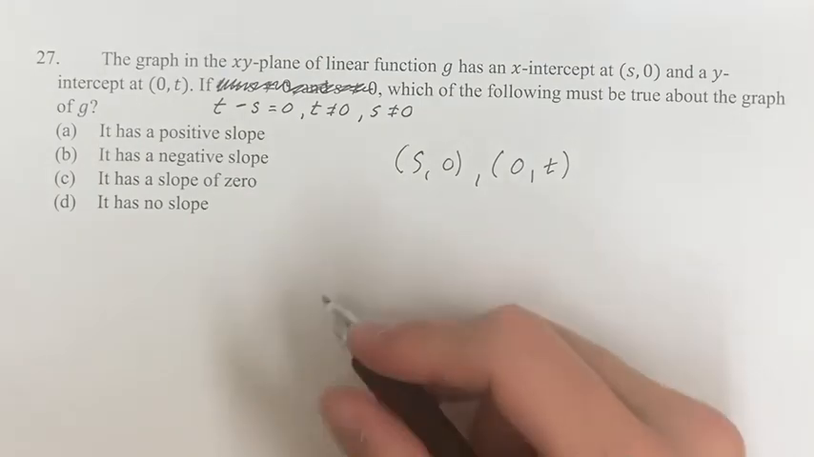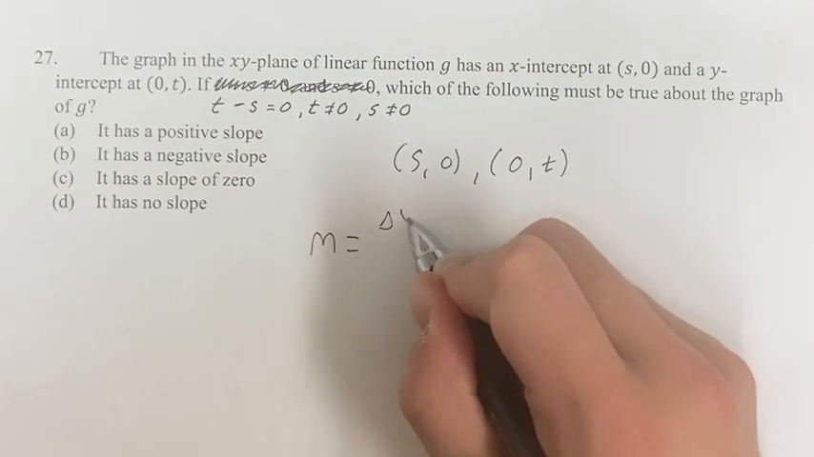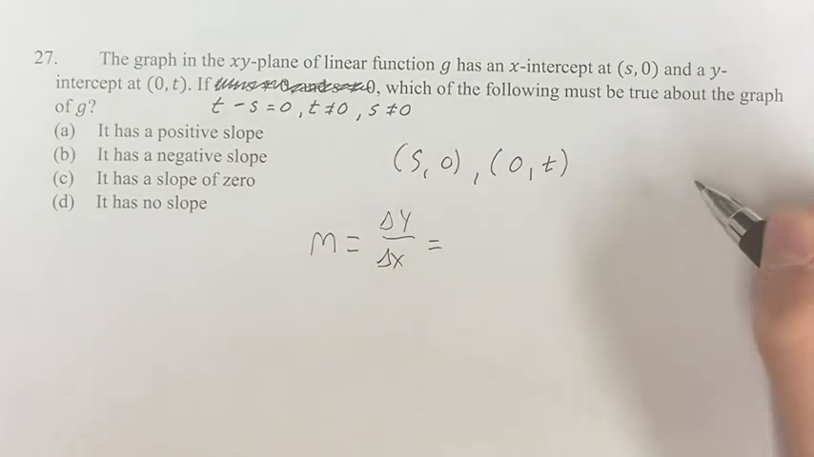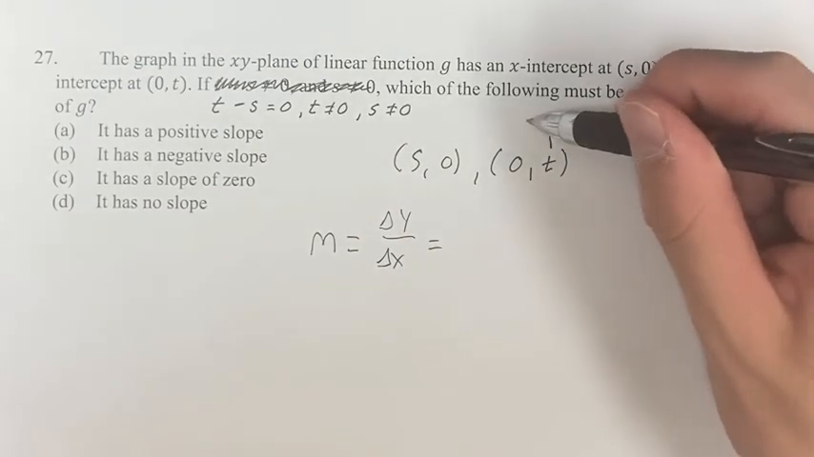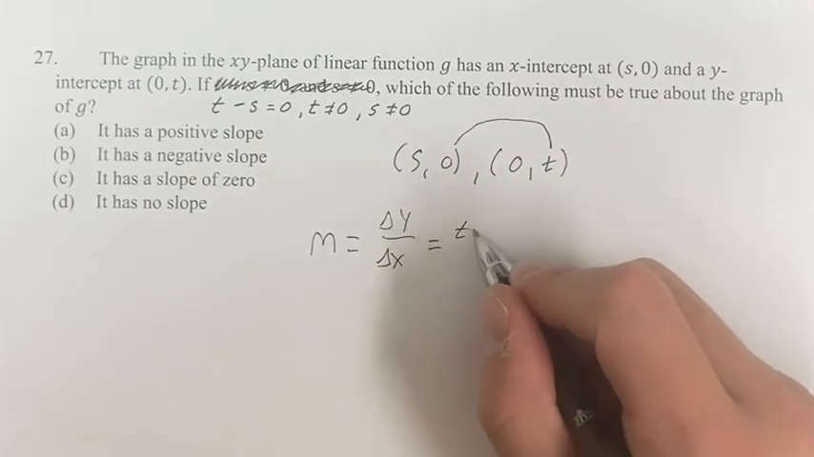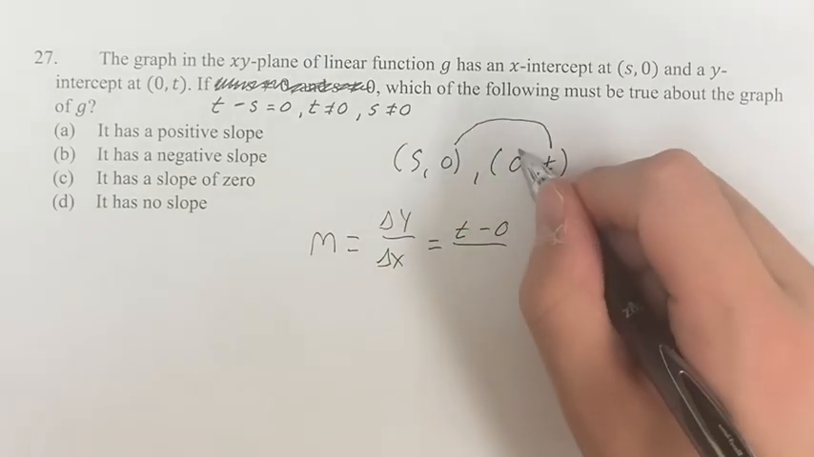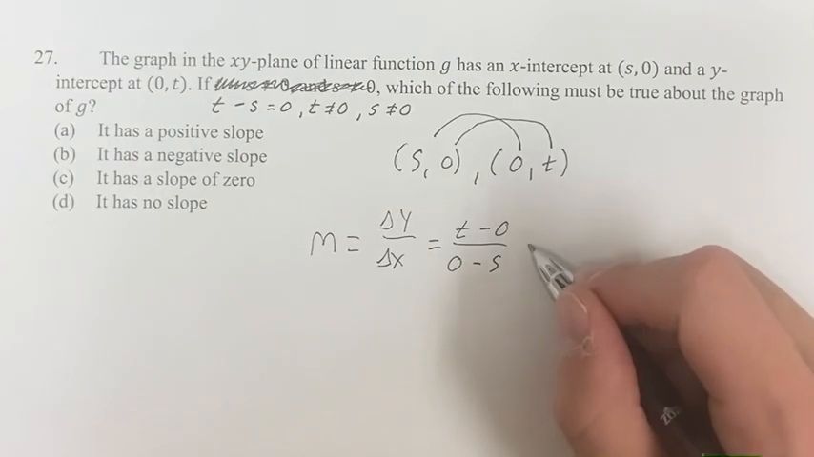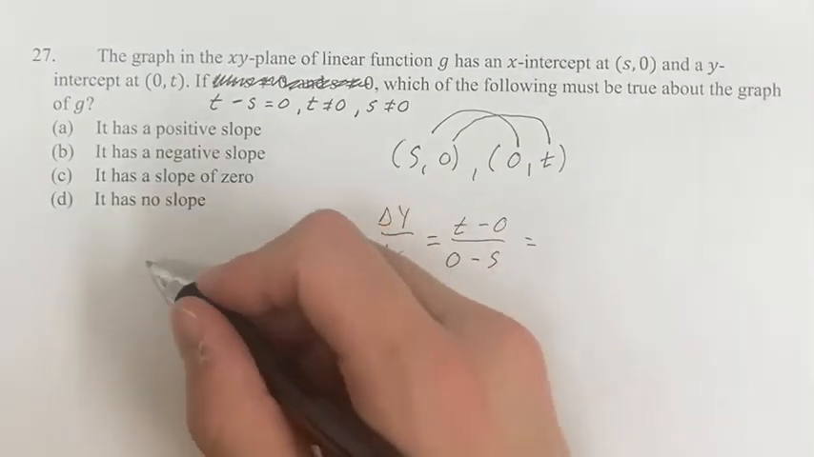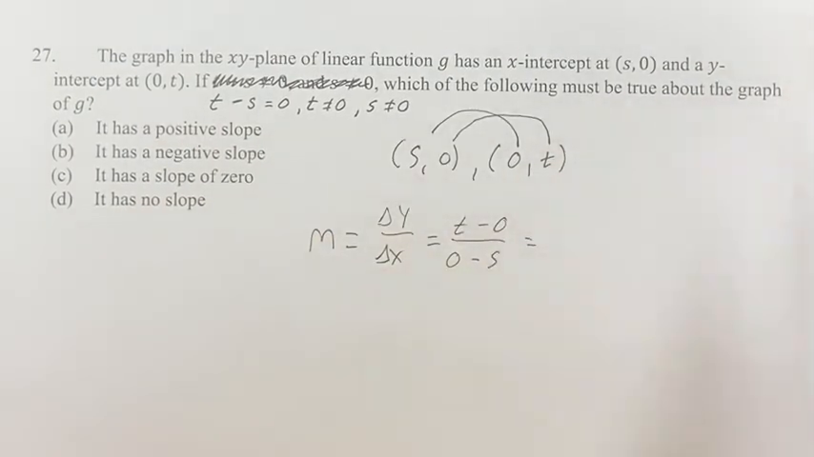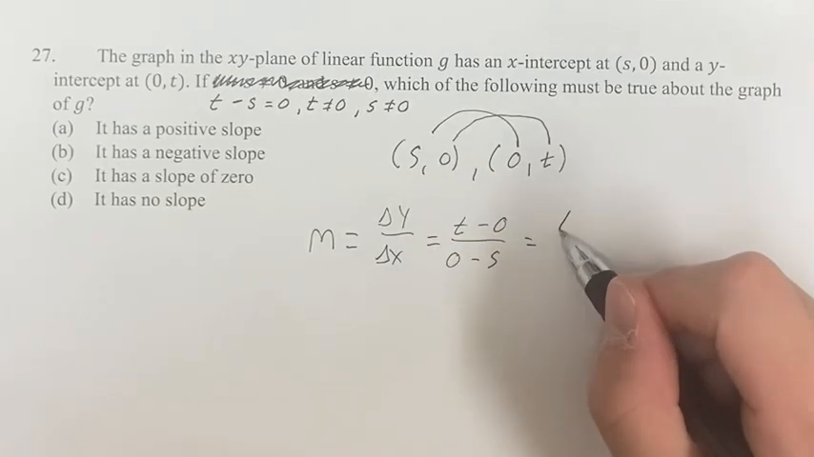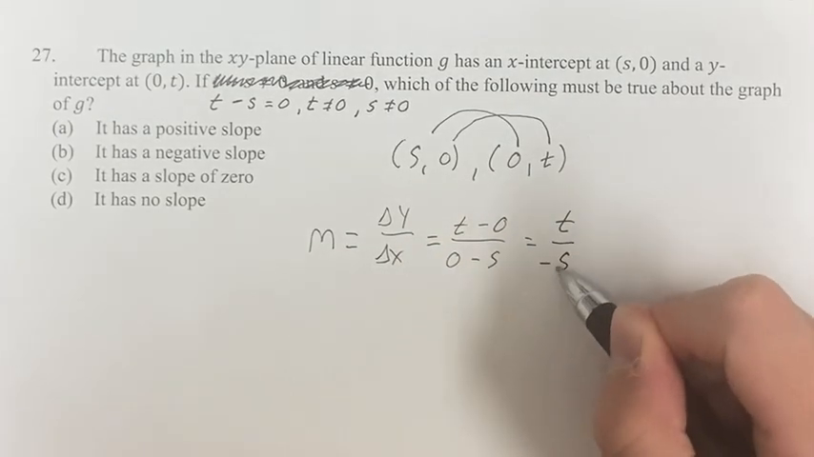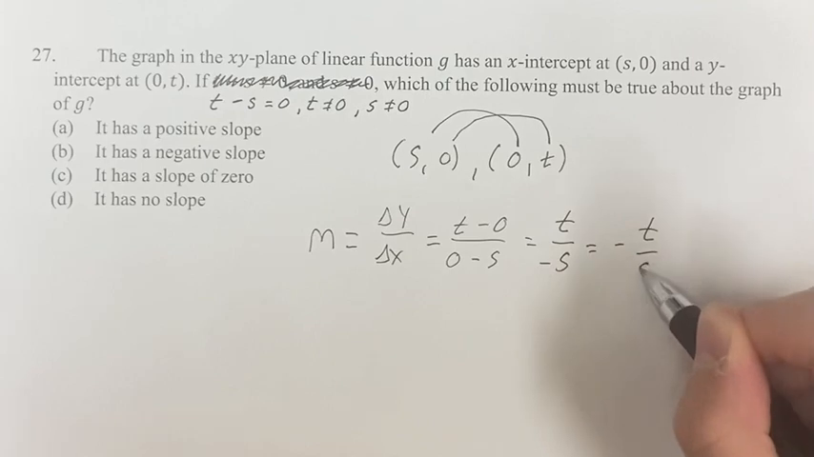And how do we find the slope? The slope is going to be the change in y over the change in x. So the change in y is t to 0, so t minus 0 is going to be the change, and 0 to s, so 0 minus s is going to be the change. So first actually we can calculate this. t minus 0 is t, 0 minus s is negative s, so this is negative t divided by s.